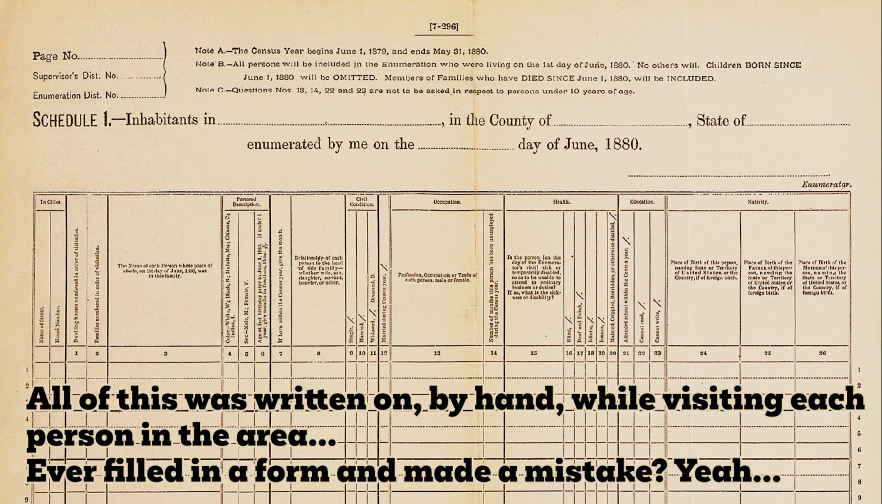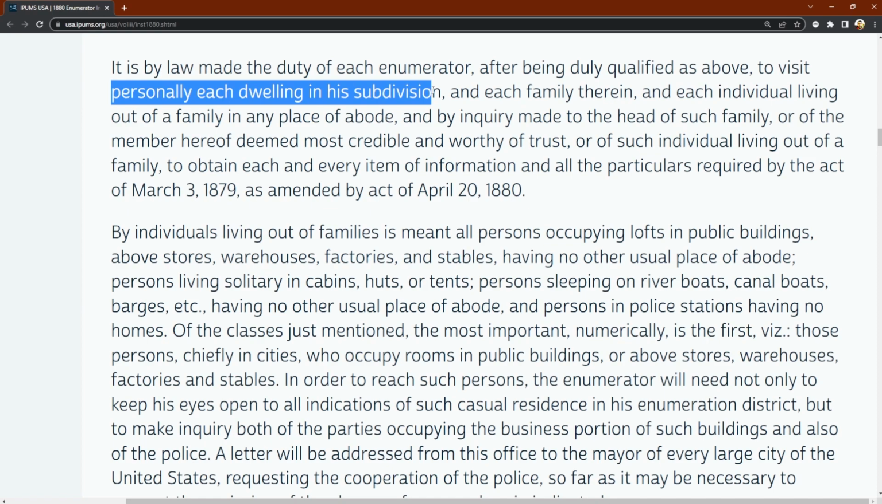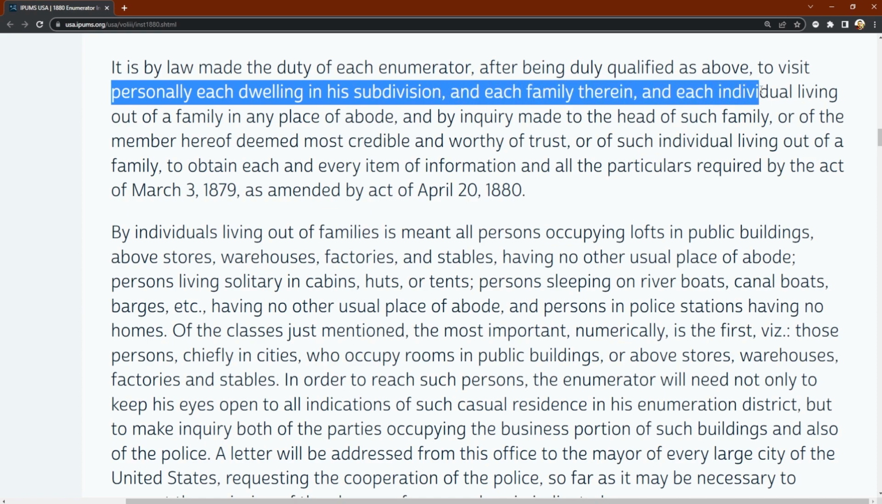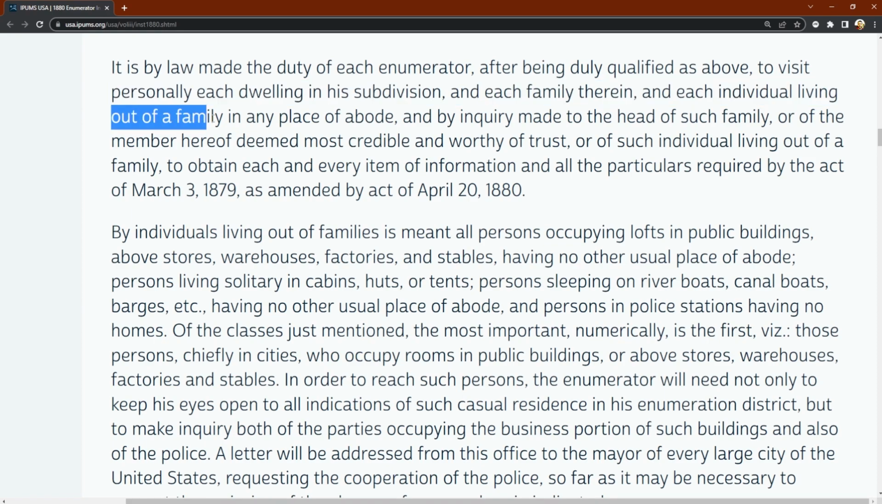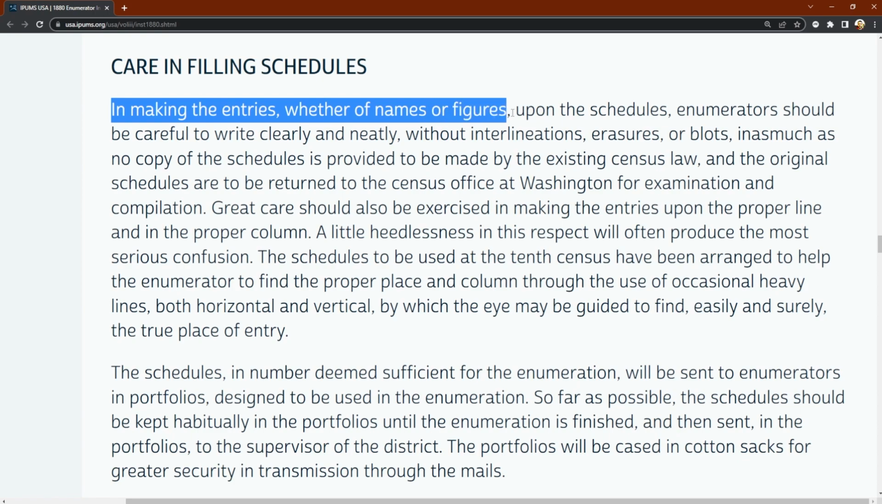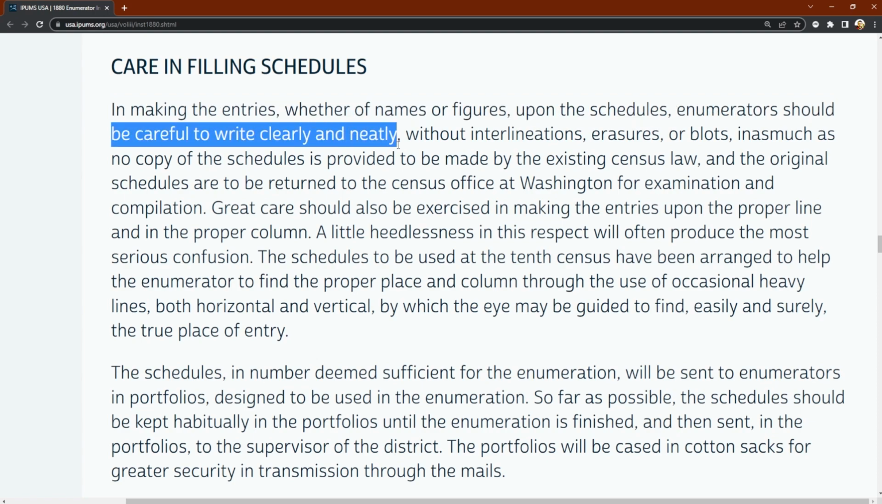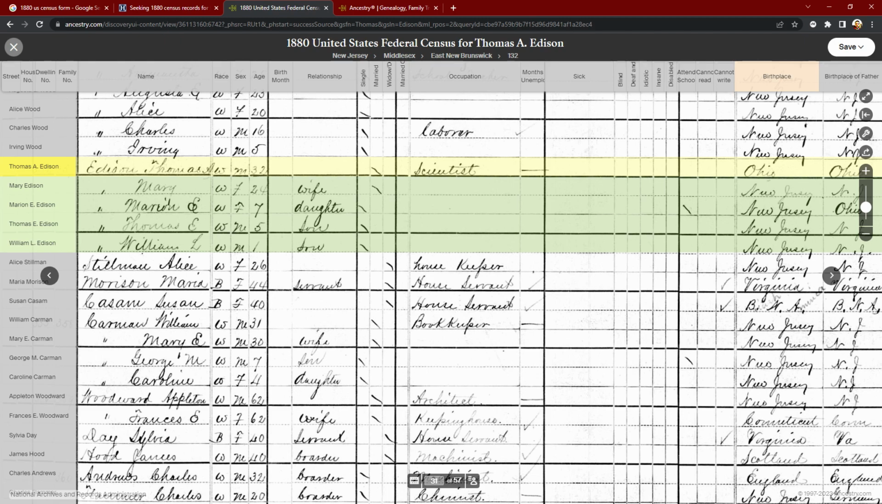So as an enumerator, the person who walks around the place doing the census, what they need to do, and I've found a form that they fill in that will be on the screen at the moment, they have to visit personally each dwelling and each family and each individual living out of a family in any place, and then make entries, names, figures on the schedules, and they need to write clearly and neatly. So they're asking people their name and other details and then writing it on a piece of paper.